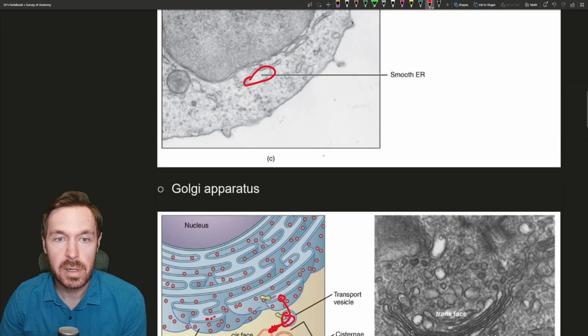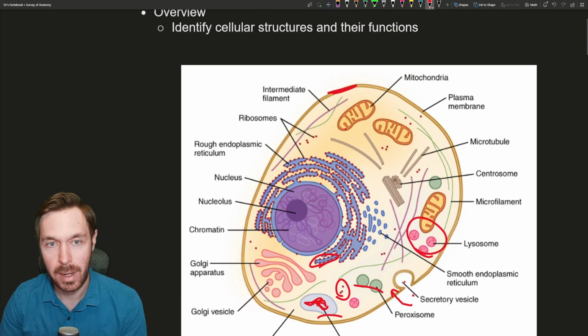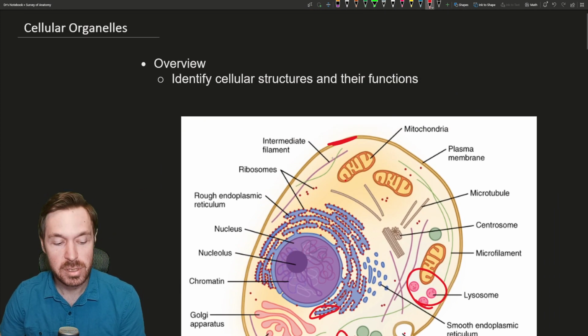But this is just all of the organelles in the cell. Again, very important to know because understanding the organelles helps you understand the function of a cell when we get to the various cell types in anatomy.